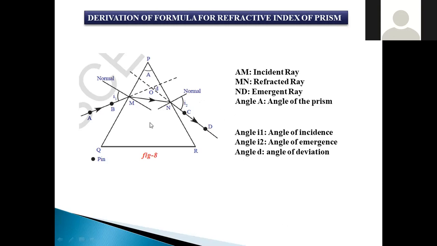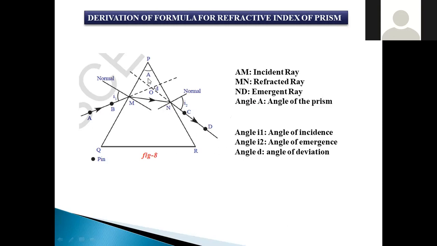Now let us see some of the terms associated with the prism. AM is nothing but A to M. This denotes the incident ray. This is the light which we are passing, that is called the incident ray. And MN, the line connecting M and N, is called the refracted ray. Light is passing through some extent of angle, hence you can say this is the refracted ray. And ND, which is coming out from the prism, is called the emergent ray.